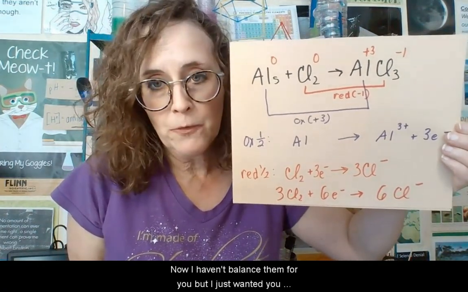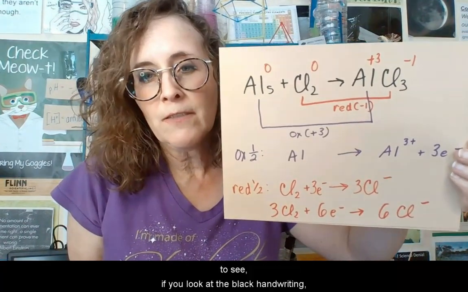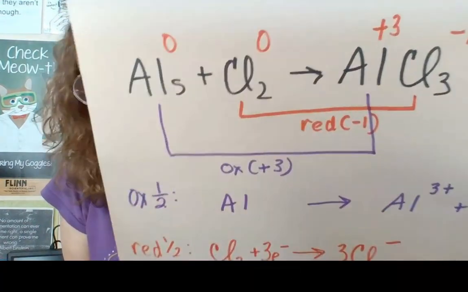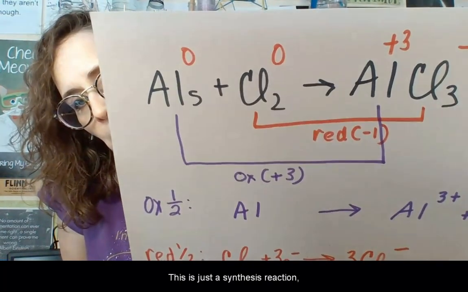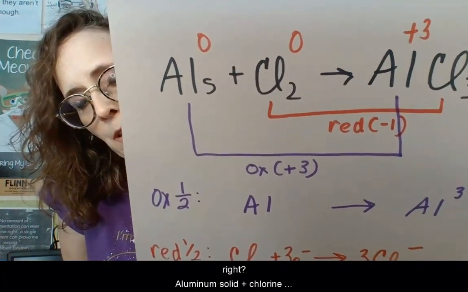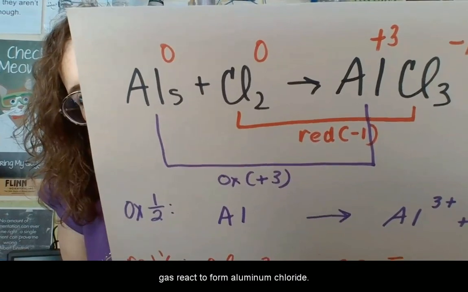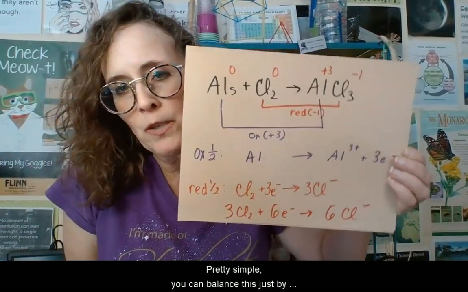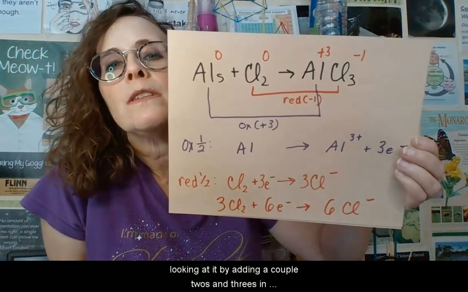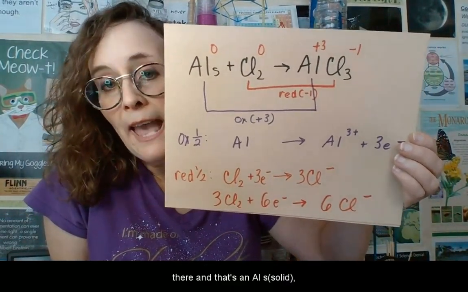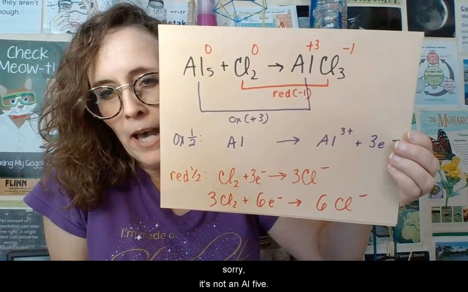Now, I haven't balanced them for you, but if you look at the black handwriting, it's just a simple equation that we've balanced. This is just a synthesis reaction, right? Aluminum solid plus chlorine gas reacts to form aluminum chloride. Pretty simple. You can balance this just by looking at it, by adding a couple 2s and 3s in there, and that's an AlCl3.